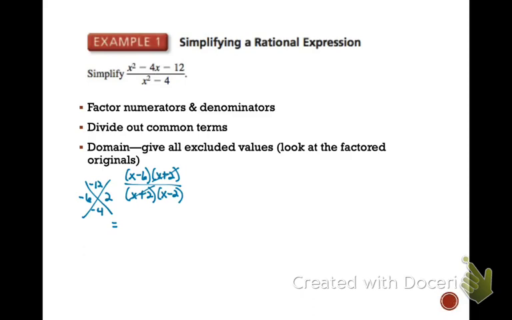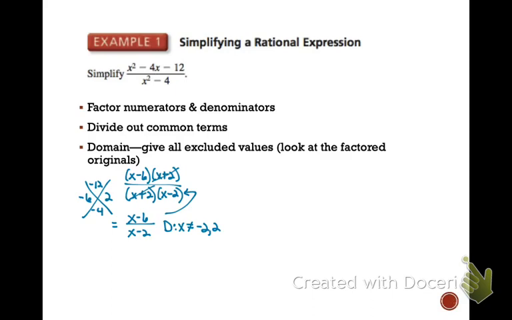We can't divide out terms separately if they are connected with an addition or subtraction. So x minus 6 over x minus 2 is our final answer. We are not able to divide out any further because x minus 6 is its own term and x minus 2 is its own term. What we can do now is give a domain rule. We're going to look at the factored original, the step just above, and see what would make the denominator 0. We can tell that if we have a -2 or a +2 in for x, that would make our denominator 0. So that's our domain exclusions.